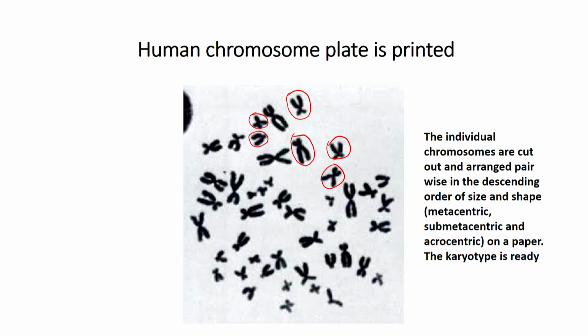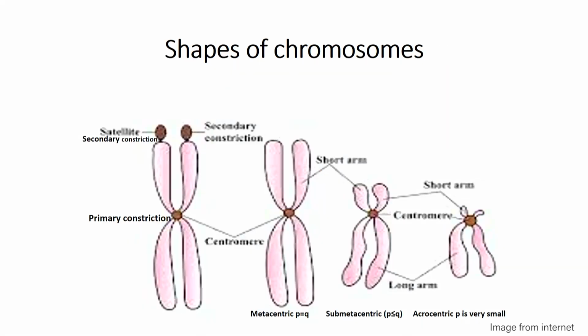So this is size as well as considering the shape. The shapes of the chromosomes are metacentric, submetacentric, and acrocentric, the three shapes. So these chromosomes are put pairwise on the paper and stuck to it. What we will obtain, I'll show you. Just for a minute, the shape of chromosomes. You all know this is a chromosome.